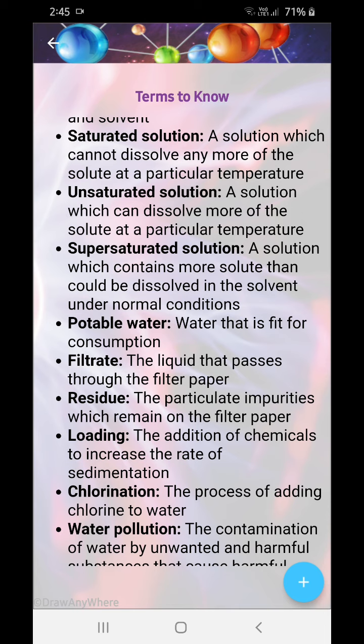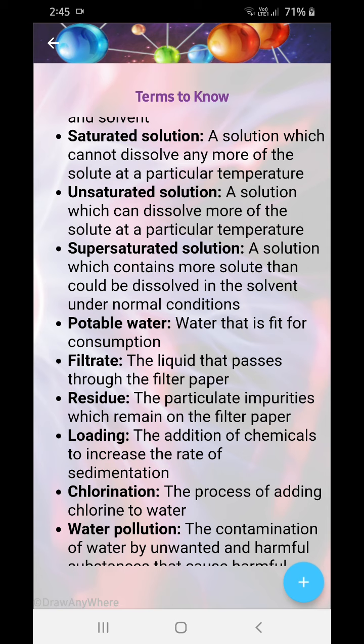Loading: the addition of chemicals to increase the rate of sedimentation. So adding chemicals to increase the rate of sedimentation means loading. That means alum is added to water to increase the rate of sedimentation. What does alum do? Alum makes the mud particles heavier and they settle down faster. Thus the rate of sedimentation is increased.